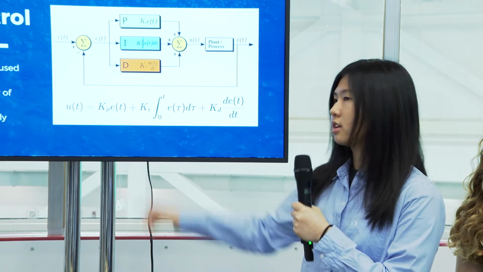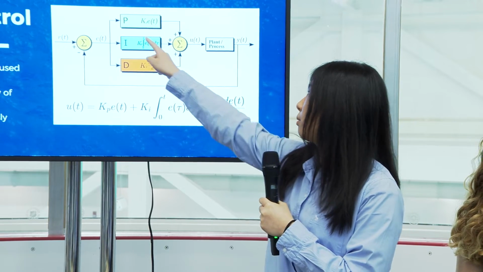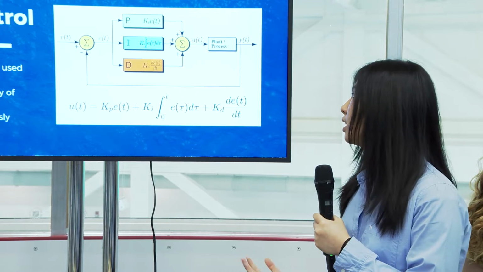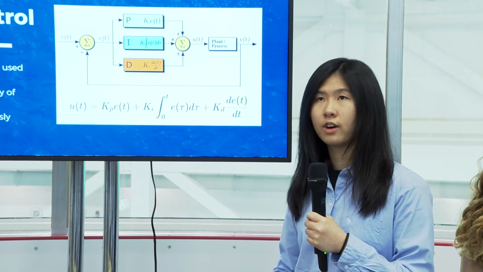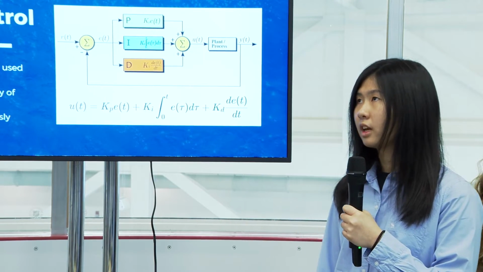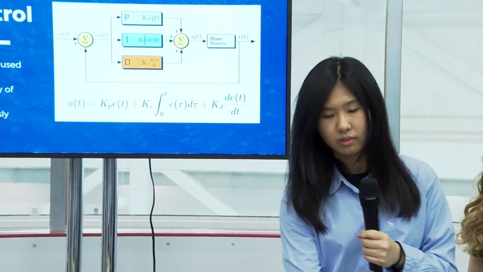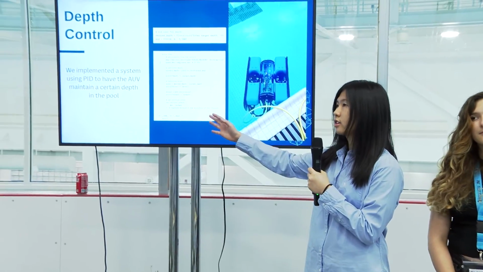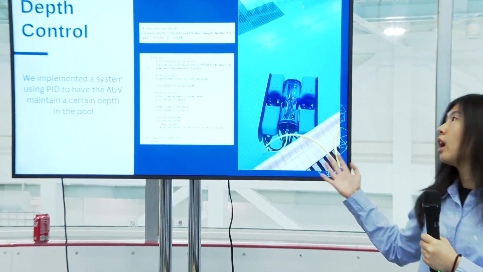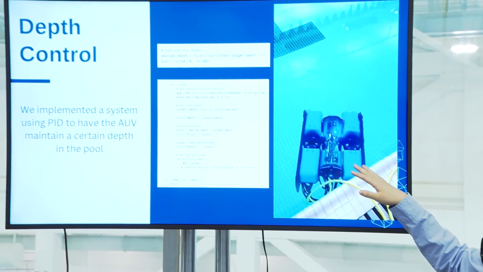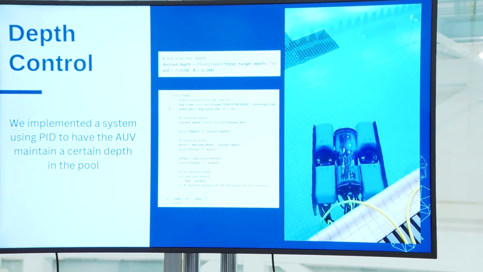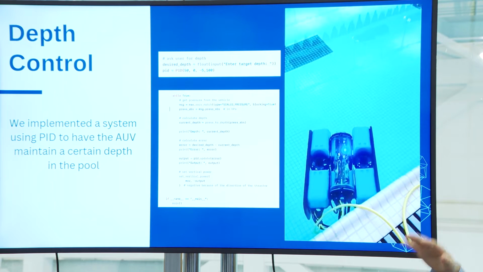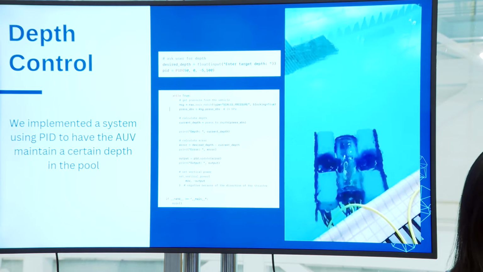To do so, we plug in the error and get the proportional gain, integral gain, and derivative gain, and sum them together to get the outcome. And then we repeat the process all over again until it reaches the desired set points. So this is our code for the depth control. As you can see in the video, our robot is maintaining the same depth in the pool without floating all the way up to the surface of the pool or going all the way down to the bottom of the pool.